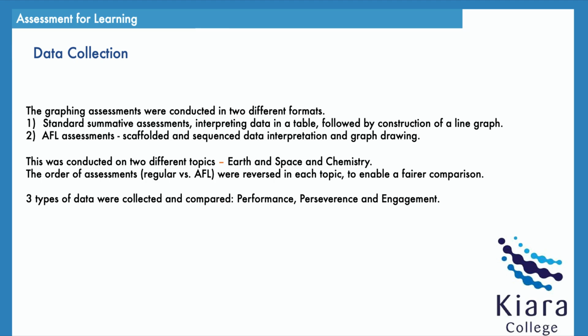So the data was collected using the graphing assessments on 2 different topics, so Earth and Space topic and also the chemistry topic. The order of the assessments was changed as well. So the first one was regular, followed by assessment for learning, and then vice versa for the second topic. 3 types of data were collected, some quantitative, some qualitative. So those were the performance or test scores, the perseverance or how long the students persisted with the test, and also their engagement, so behaviours during the tests themselves.